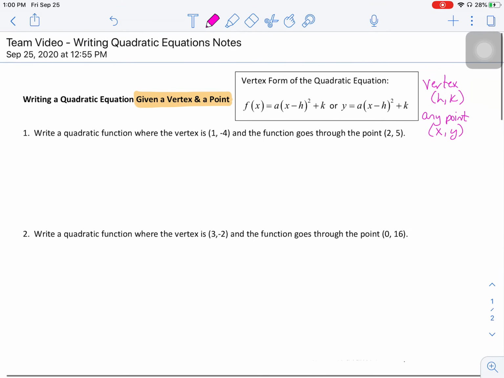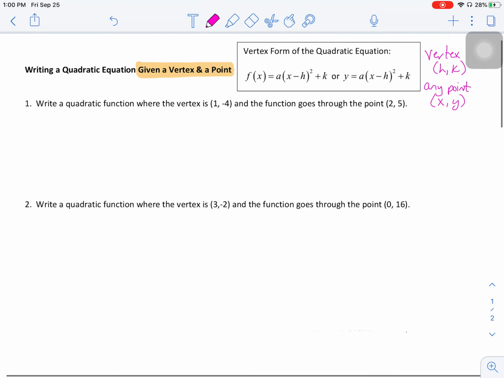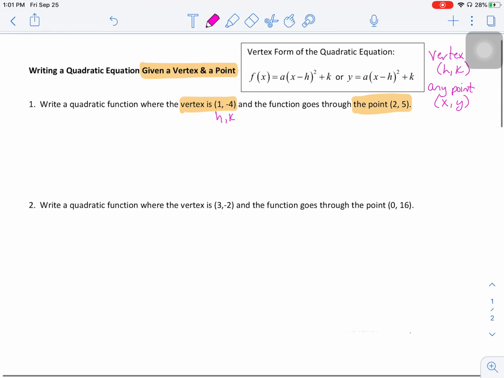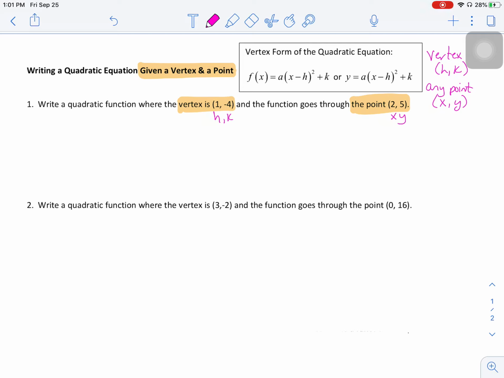In problem number 1, it says write a quadratic function where the vertex is (1, negative 4). So that's my (h, k). And the function goes through the point (2, 5). So (2, 5) is going to be my (x, y). I'm going to write that off to the side just so I have some space: (1, negative 4) is (h, k), and (2, 5) is (x, y).